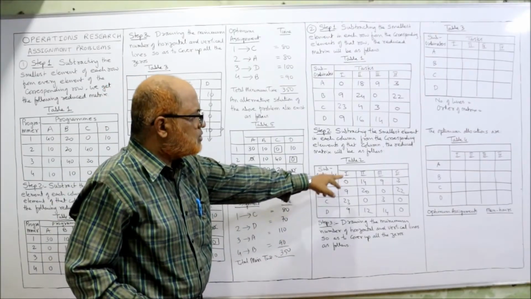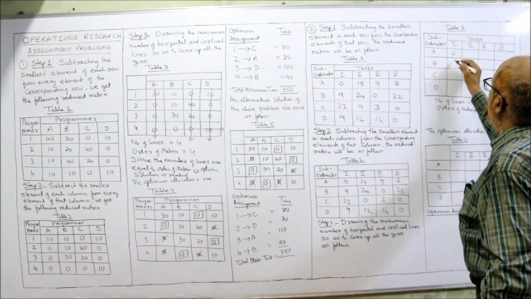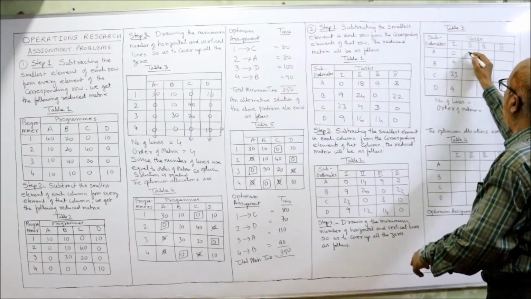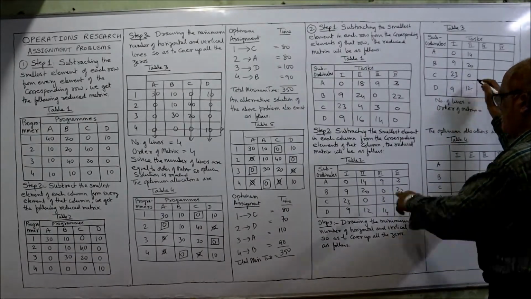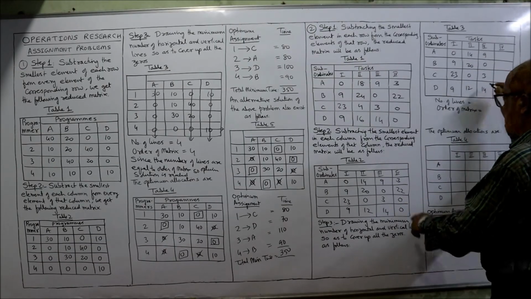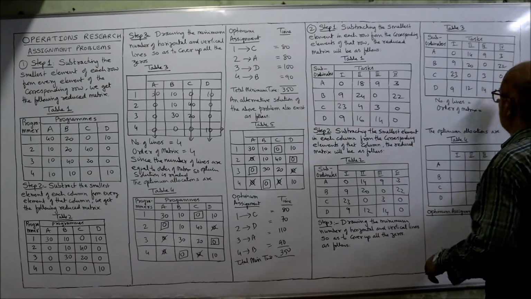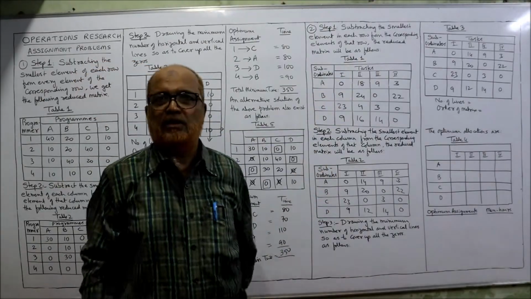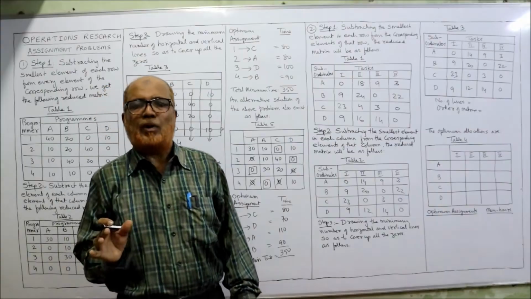So same values you copied down in the third table. 0, 9, 23, 9, 14, 20, 0, 12, 9, 0, 3, 14. 3, 22, 0, 0. Same values from the second table, I have taken to the third table. Now drawing minimum number of lines so as to cover up all the zeros.